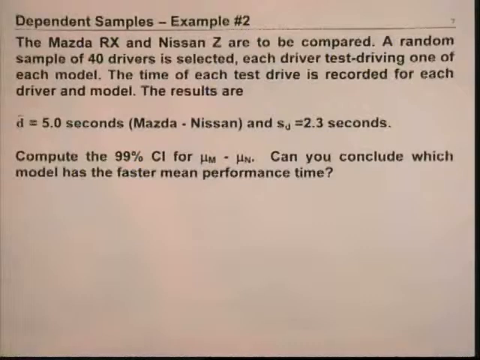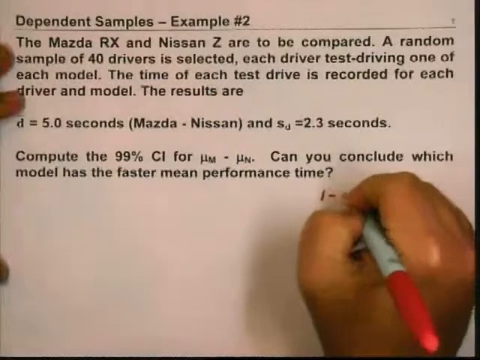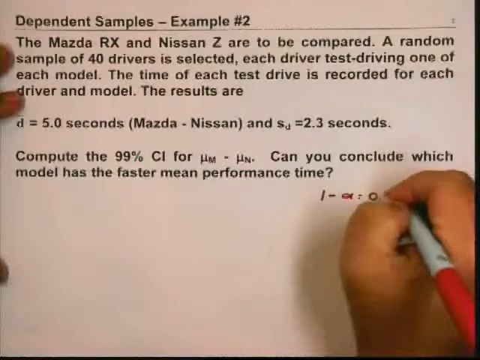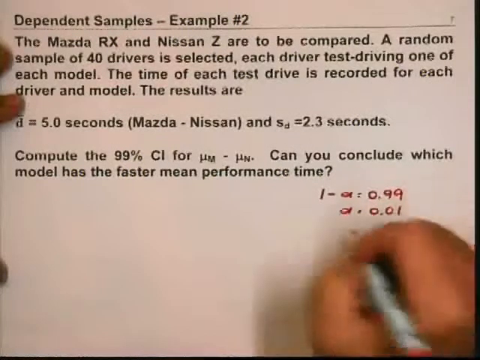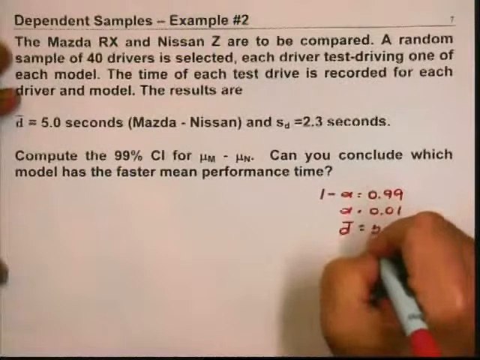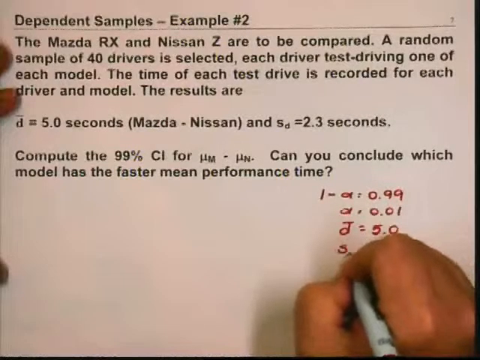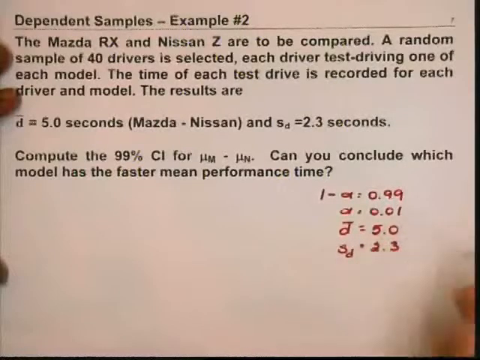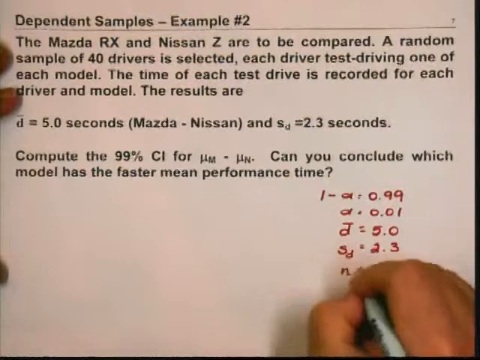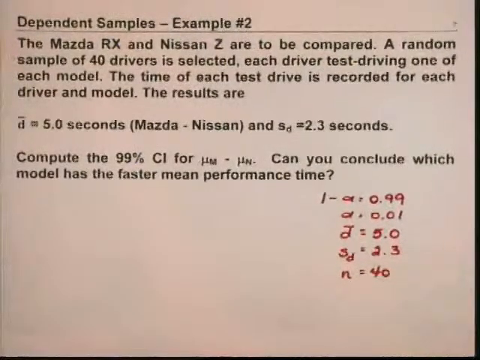So we want to compute the 99% confidence interval for Mazda minus Nissan. We'll answer the question here in just a little second. What we have is 1 minus alpha is equal to 0.99. That means alpha is equal to 0.01. We have d bar is 5 seconds. The standard deviation, again, be attentive to whether you're given standard deviation or variance. That person that writes your test may switch that up on you. We have 2.3 for standard deviation and 40 pairs.